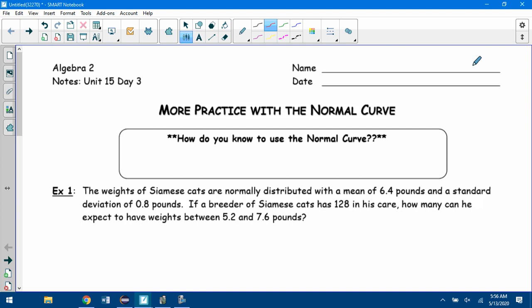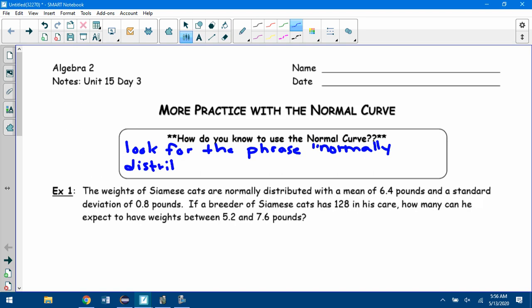So how do you know to use the normal curve? Well, it's pretty easy. You look for the phrase normally distributed or something similar. A lot of things in math can be tricky because you don't know what to do when. Not the case with the normal curve. The problem has to say something about it being normally distributed.